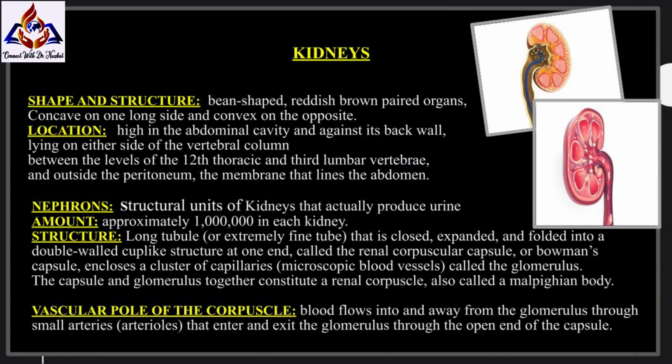Kidneys are bean-shaped, reddish-brown paired organs, concave on one long side and convex on the opposite. They are normally located high in the abdominal cavity and against its back wall, lying on either side of the vertebral column between the levels of the 12th thoracic and 3rd lumbar vertebra. Outside the peritoneum, the membrane that lines the abdomen, the structural units of the kidney that actually produce urine are the nephrons, of which there are approximately 10 million in each kidney.